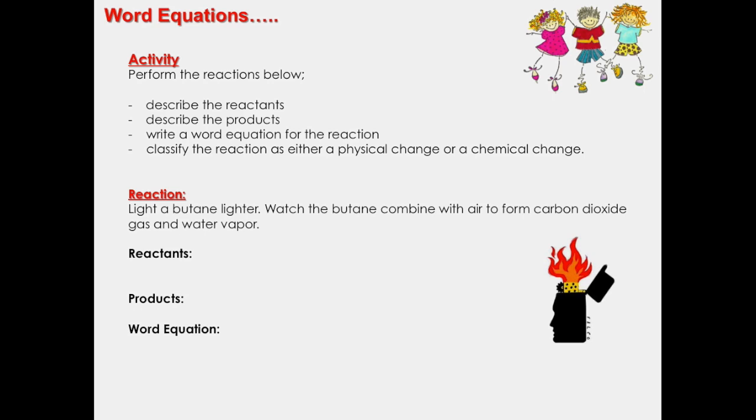Word equations. Activity. Perform the reaction below. Describe the reactants. Describe the products. Write a word equation for the reaction and classify the reaction as either a physical change or a chemical change. The reaction: light a butane lighter. Watch the butane combine with air to form carbon dioxide gas and water vapor.